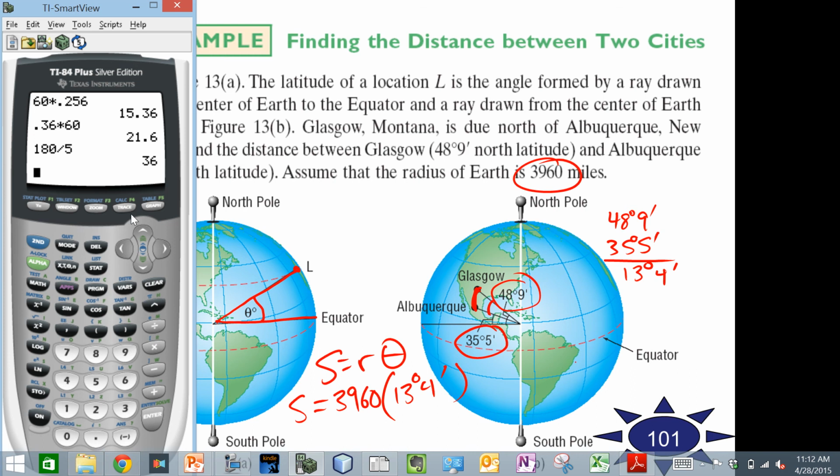Let's grab our calculator. 4 over 60 is 0.06 repeating, plus the 13. So that's how many degrees we have. We need to turn this into radians, so let's times it by pi over 180. Alright, so that's how many radians we have. Let's times it by 3960, the radius. Don't confuse radius with radians. And we get 903 miles is the distance between Glasgow, Montana, and Albuquerque, New Mexico.